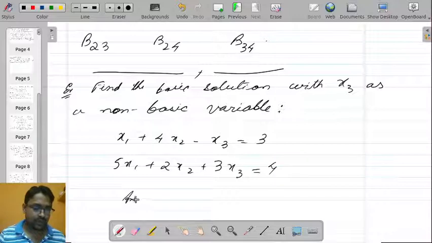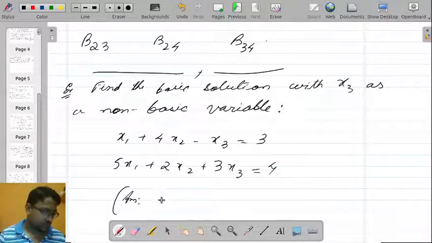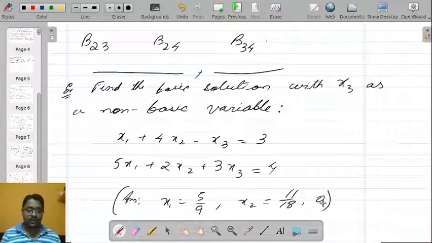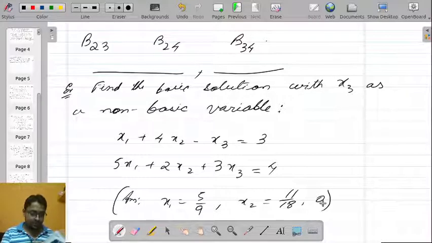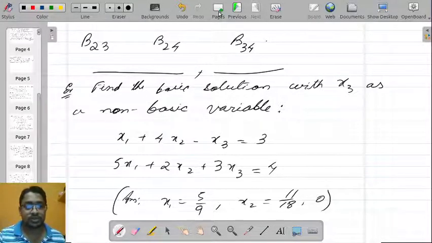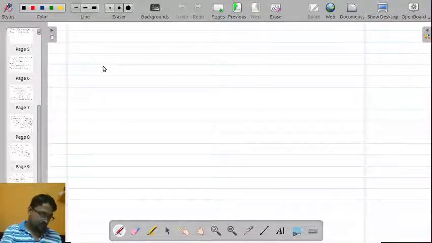Let me give you the answer also, so that after you do it, you can be clear. x1 equal to 5 by 9, x2 equal to 11 by 18, x3 equal to 0. The answer may be incorrect also, I am just giving it from the book. This is from your textbook, Linear Programming and Game Theory by Chakravarti and Ghosh. Please try this problem and see whether you get the same result or not.